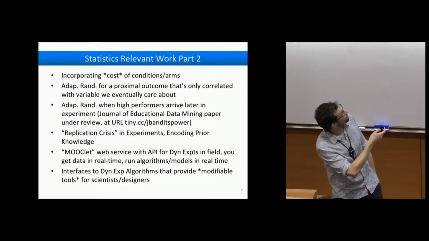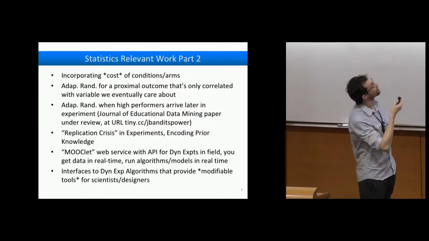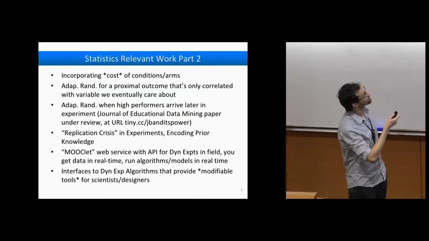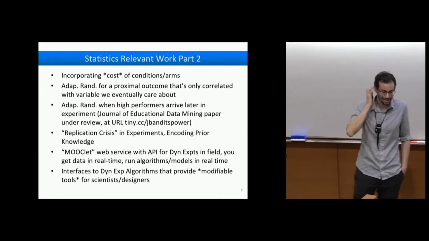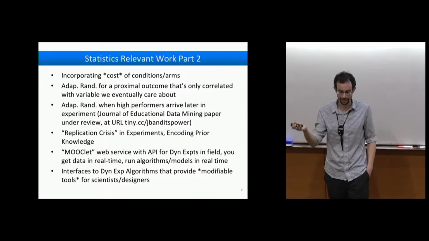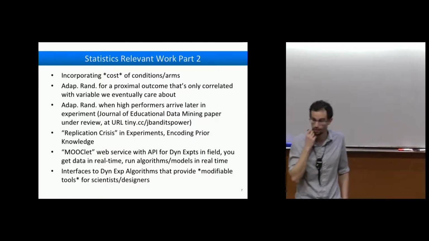Another issue that comes up as soon as I run experiments is we want to do adaptive randomization, right? But often we have a proximal outcome, and that's only correlated with what we're going to care about. So to be concrete in my setting, oh yeah, please.